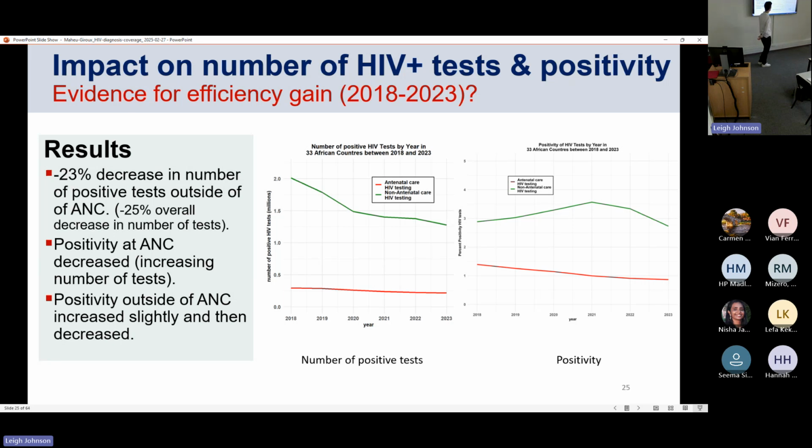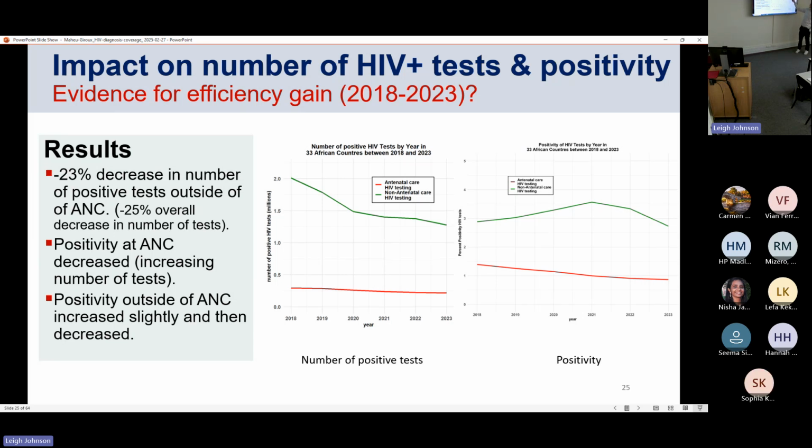So here we see, and here the x-axis has changed. It's no longer from 2015 to 2023, it's from 2018, which was the peak, to 2023. And we can see that the number of positive tests declined by almost the same proportion as the overall, so a 23% decrease. And the number of positive tests at ANC was also declining. Now, if we look at positivity, there was a small increase by maybe 0.5 percentage point during the period of the decline, but then it stayed stable, whereas for positivity at ANC, it quite declined.